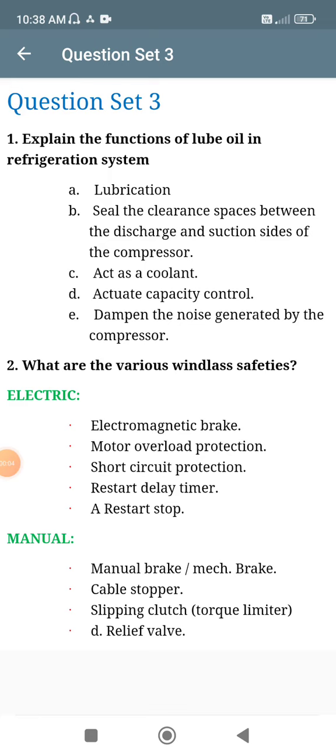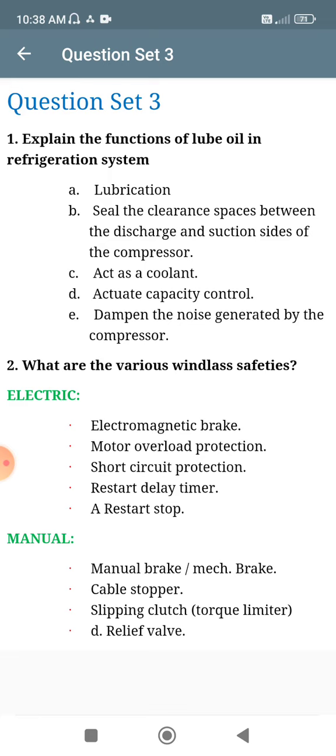Today we will be discussing the continuation of question set number 3, maybe the motor mapping questions. Here also, like in the last video, we discussed the functions of lube oil in refrigeration systems. So let's do this as a revision.